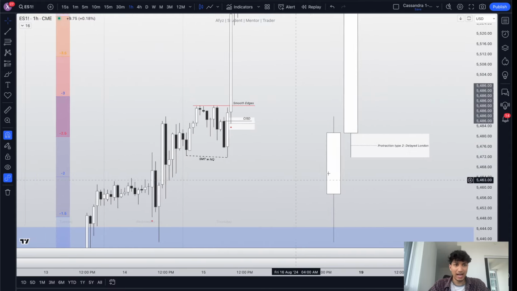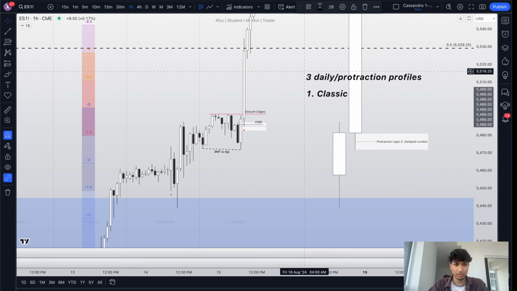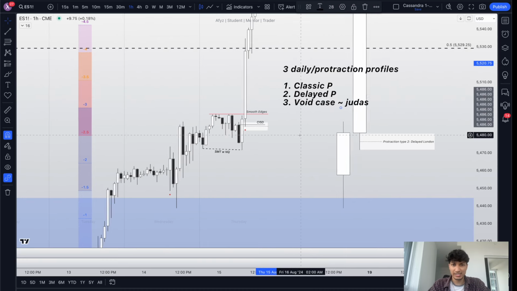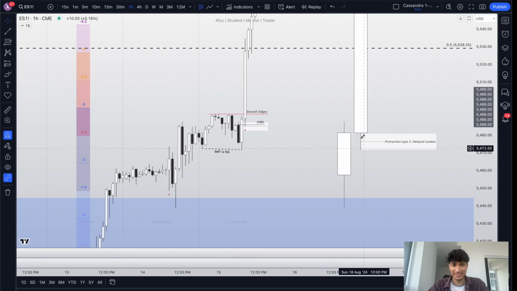As you can see, I teach 3 types of daily profiles. These 3 daily or protraction profiles are as follows: we have our classic protraction, our delayed protraction, and we have our void case, or a Judas swing. In this case, you can see that as price declines into the New York session, essentially forming this daily wick, we form an SMT again with the NASDAQ at these hourly swing points, so the swing low.